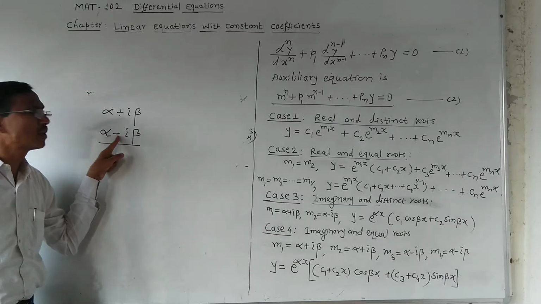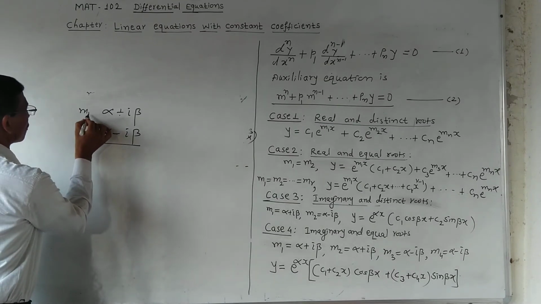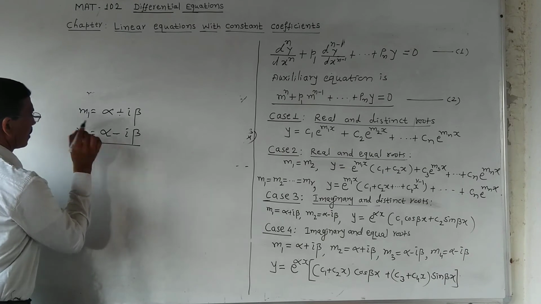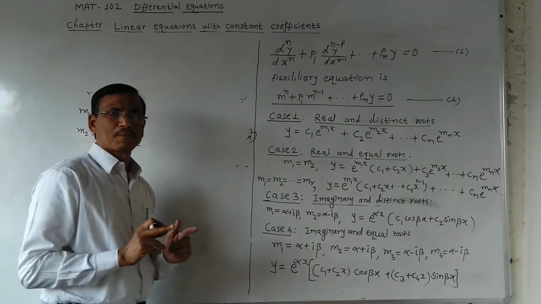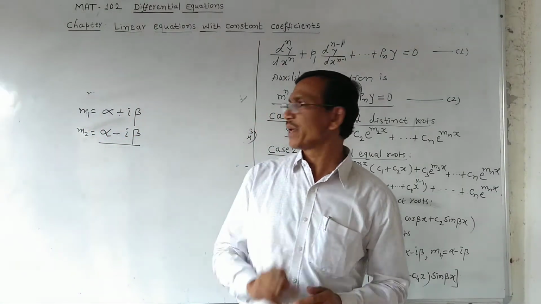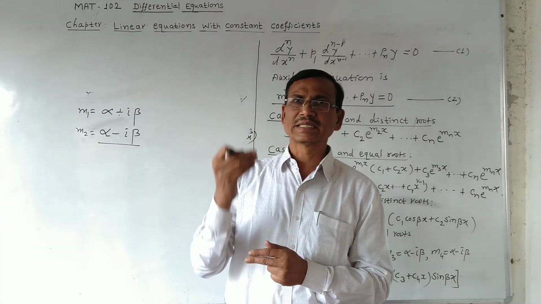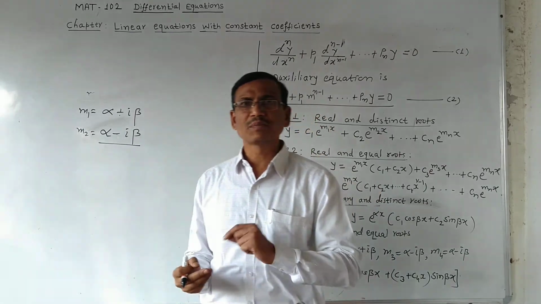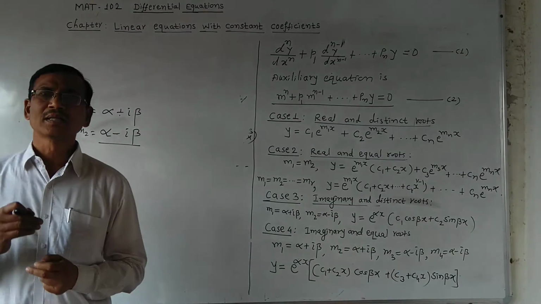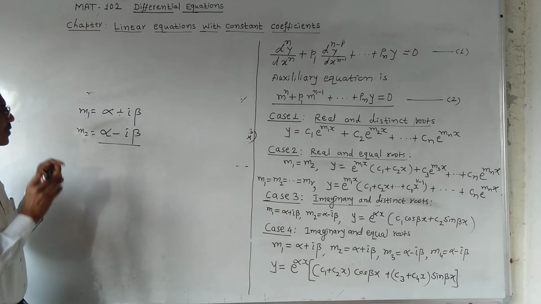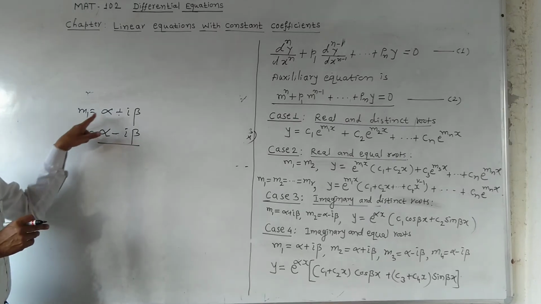If this is negative, this will become a positive, the root and its complex conjugate. Suppose this is the first root, m1, and this is m2. That means m1 and m2 are imaginary roots. Remember that imaginary roots always appear in pairs. If m1 is an imaginary root, there exists another imaginary root, which is the conjugate of the previous one. If there is a third imaginary root, there exists a fourth imaginary root also, which is the conjugate of the third.